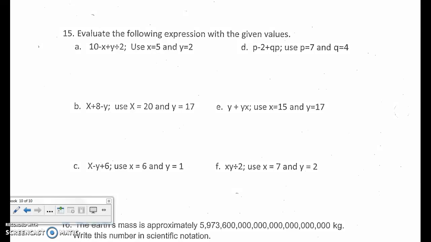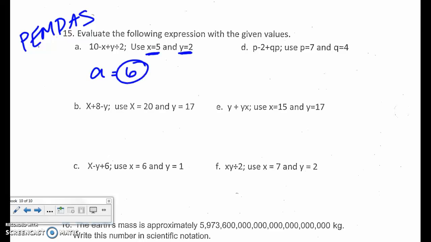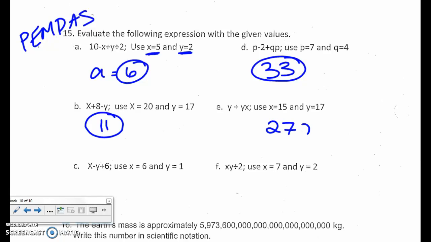All right, so for 15, you're just plugging these numbers in and solving. Order of operations, PEMDAS. So for A, we should have gotten 6. D, over here, we should have gotten 33. B, 11. E, 272. C, also 11. And F was 7.